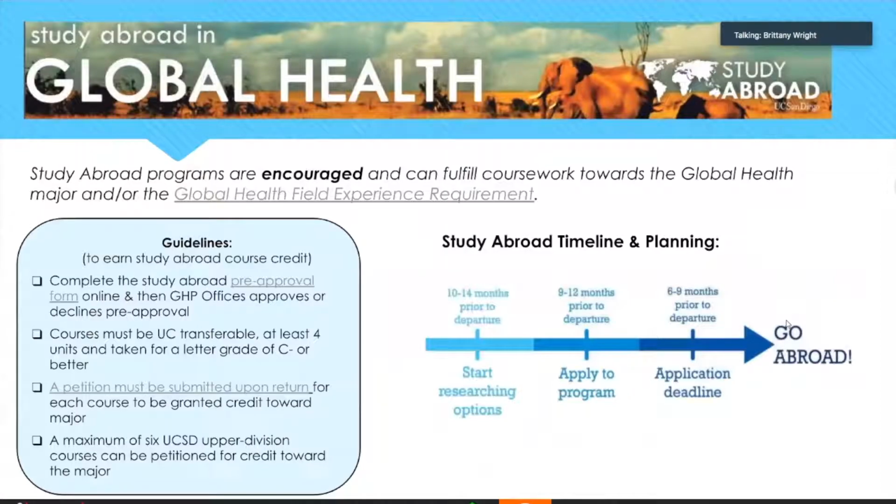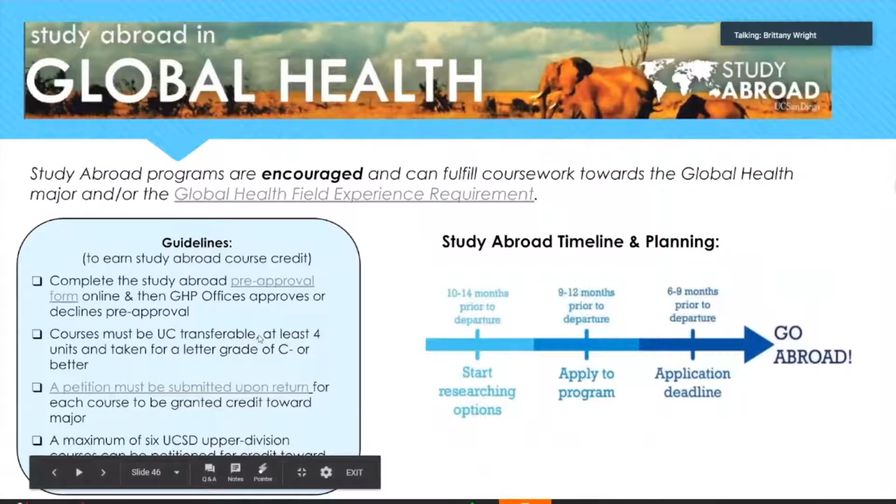So here's what you need to know about study abroad. You should start researching and planning 10 to 14 months prior to departure. So if you're interested in going in summer of your first year, you're going to want to start getting things lined up in fall quarter. And most deadlines for summer and the following fall are around March or April. Some of them have rolling deadlines, but that's just a common deadline.